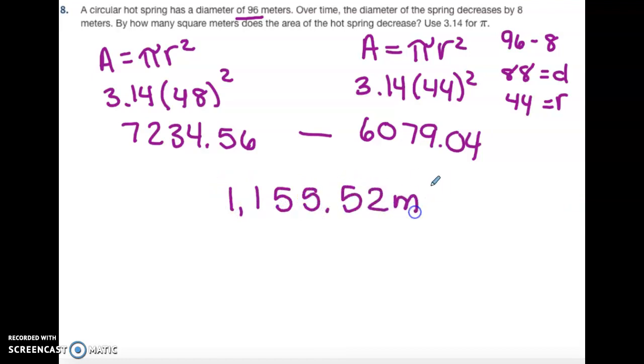1,155.52 meters squared. All right, make sure you go back and study whichever problems you got wrong or that you're still not 100% about.